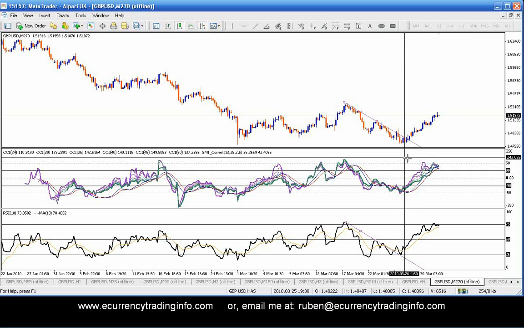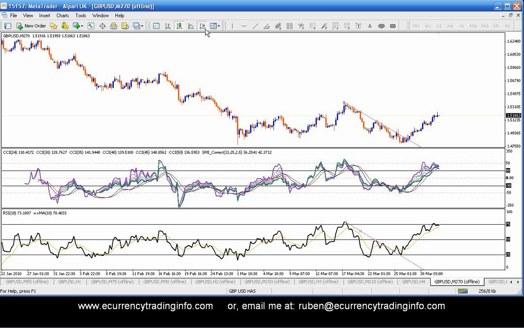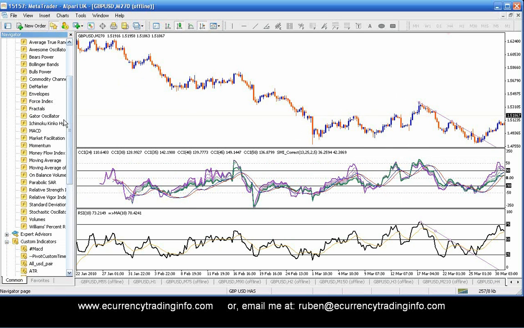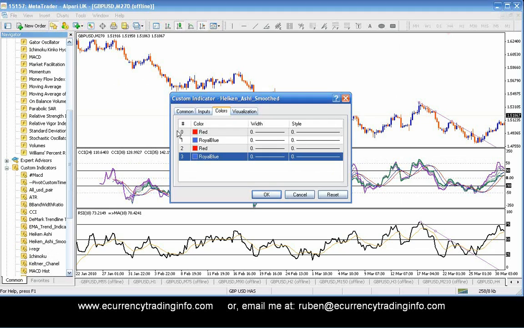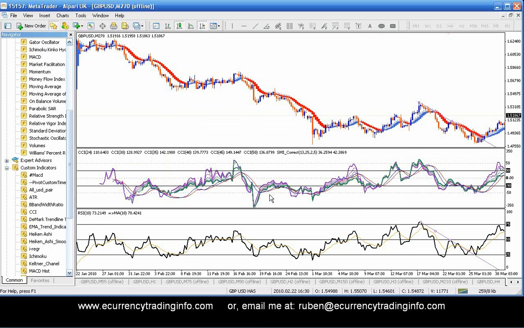So at this point here, everything is showing me that the trend had changed. Everything, including the Heikin-Ashi candles. Smooth Heikin-Ashi right here, to put it on my chart. Voila.